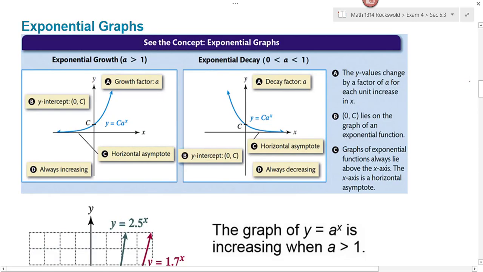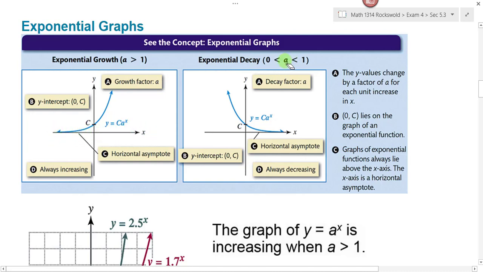Whenever we have an exponential function where the base is bigger than 1, we have what's called exponential growth, and it grows by a factor of a. The y-intercept will always be whatever c is. So for example, your y-intercept will be 0, c. Remember, to find the y-intercept, we plug in a 0 in place of x and solve for y. As long as the base is bigger than 1, this function will always be increasing, and we will always have a horizontal asymptote at the x-axis.